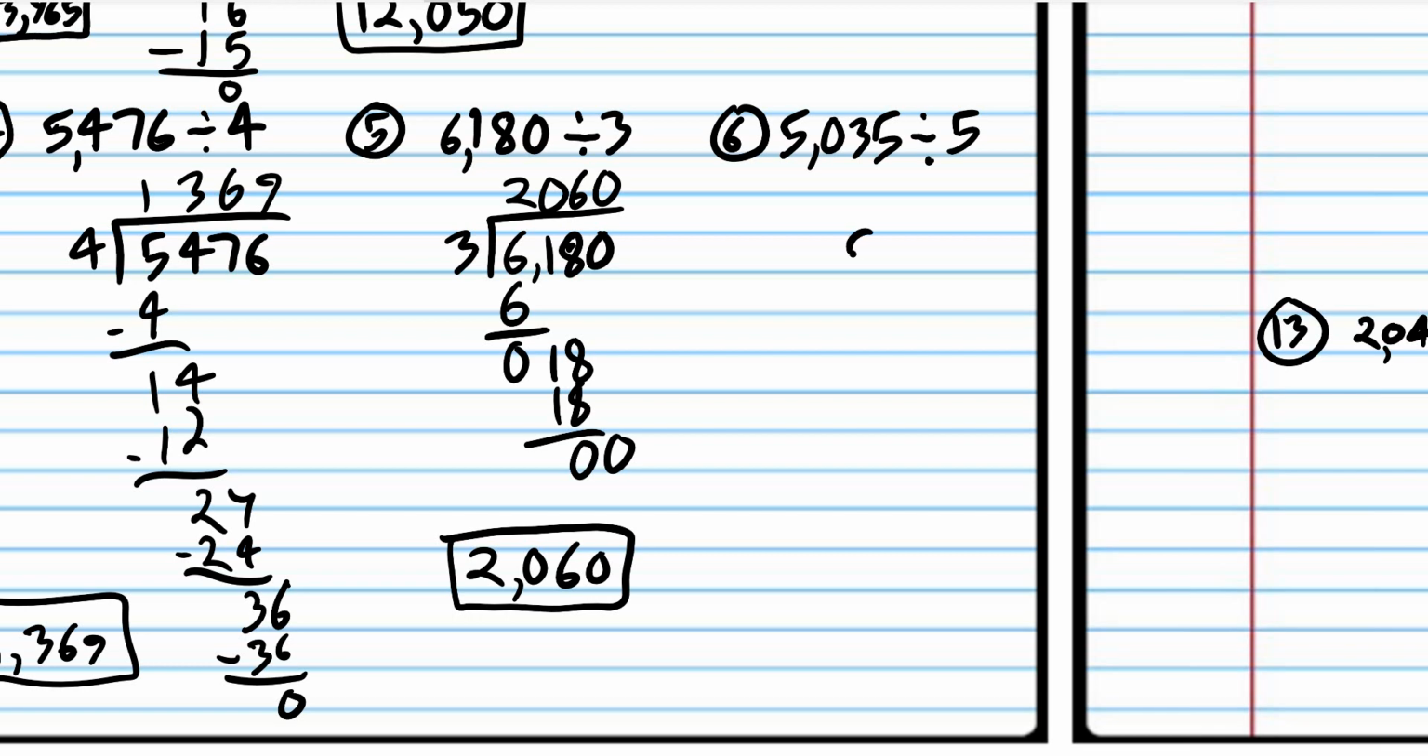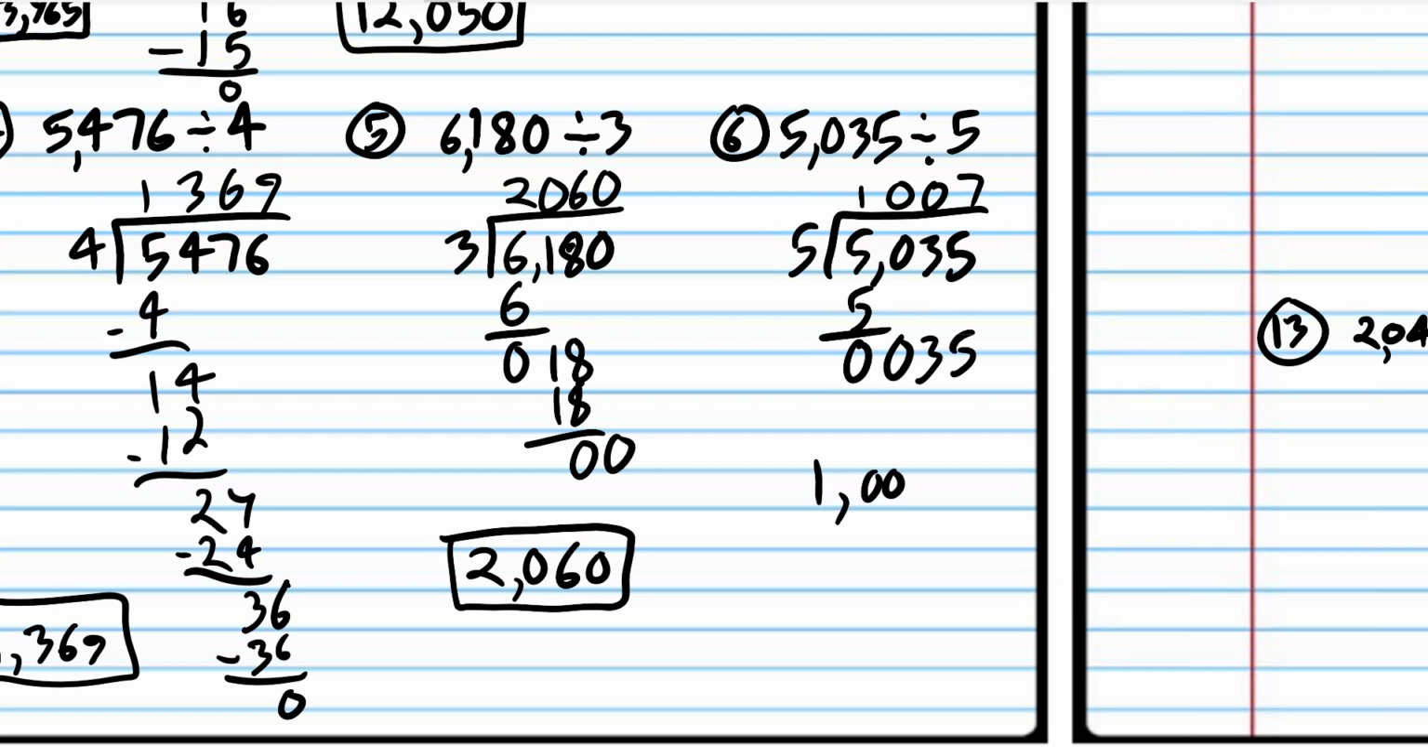All right, we're back. 5,035 divided by 5. 5 goes into 5 one time. 5 times 1 is 5. 5 minus 5 is 0. Bring down the 0. 5 doesn't go into 0. Put a 0. Bring down a 3. 5 doesn't go into 3. Put a 0. Bring down the 5. 5 goes into 35 7 times. 1,007.